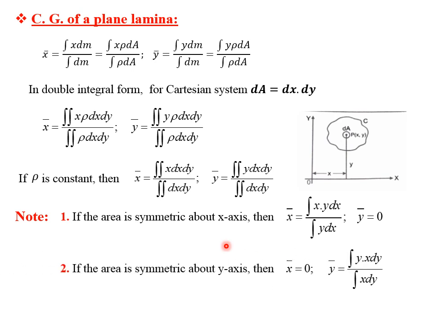Number 2, if the area is symmetric about the y-axis, then obviously the CG will lie on the y-axis, and in that case its x coordinate will be 0, so x bar will be 0. And as the y-axis is the boundary of that half area of the given lamina, then the double integration for y bar will turn to a single integration y dx dy upon single integration x dy.